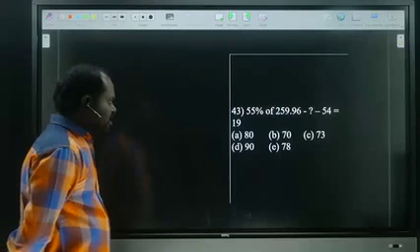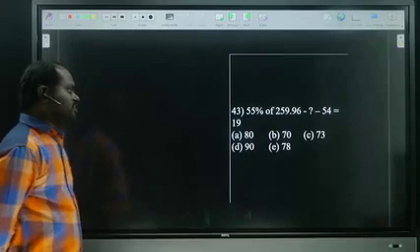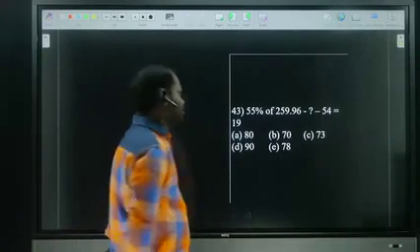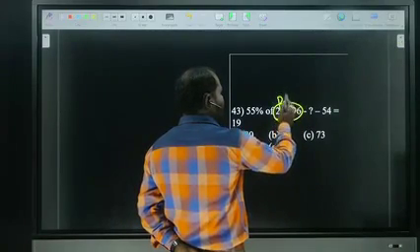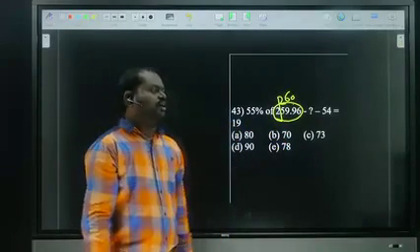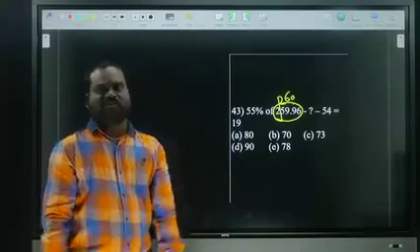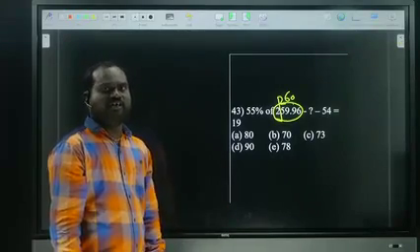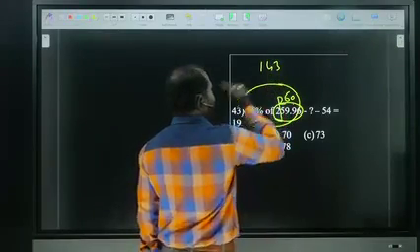55% of 259.96 minus question mark minus 54 is equal to 19. As per the BODMAS rule, first of all, the of part. This we can round off as 260. 55%: how to take 55%? 50% plus 5%. 50% means half. What is half of 260? 130. Plus 5%, which is 13. 130 plus 13 is how much? 143. That answer is 143.